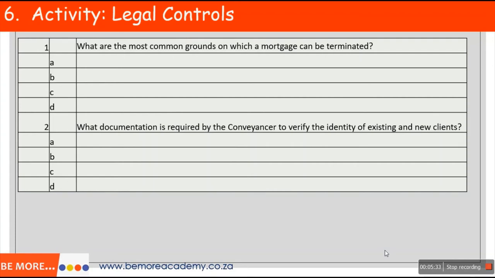Sorry, Rina, why is the proof of current address necessary? Because, look, if I want to buy somewhere and it's going to be my residence, why is the current address necessary? Because it is to verify who you are. Okay.